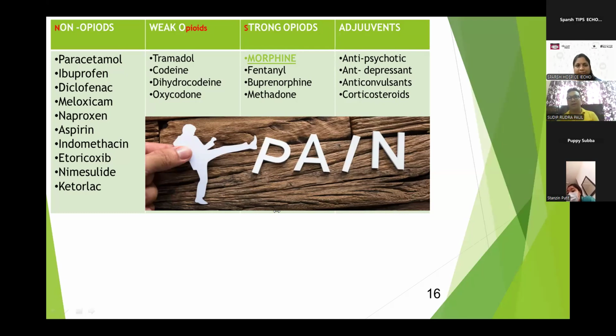Okay, if you are finding any problem, I'll be telling you. So an adjuvant is a drug which does not have a direct effect on the pain, but it increases the efficacy of the primary drug. Suppose I give you an example.